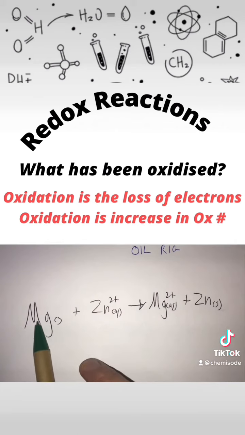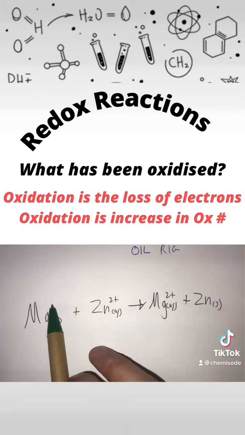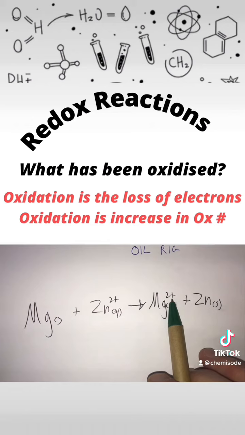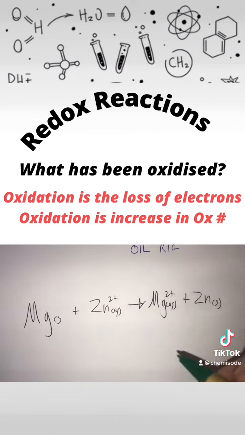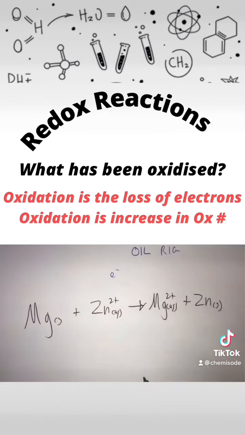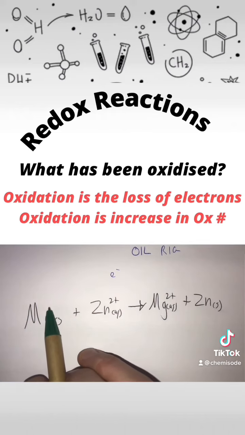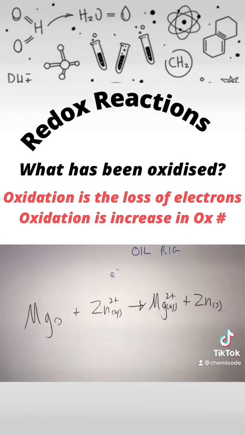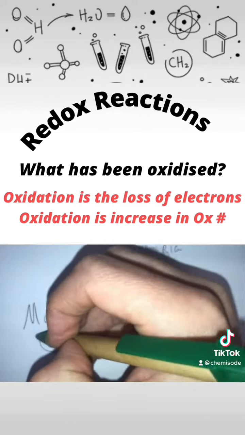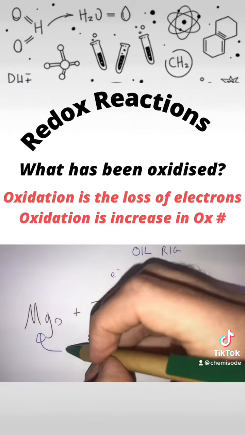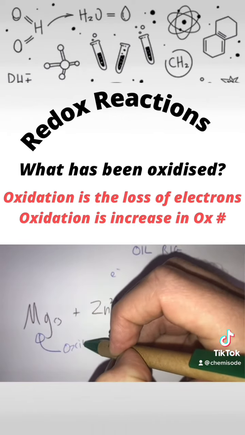If we've got a charge over here of magnesium, which is 0, and then it's becoming positive 2, what that means is it must have lost electrons because electrons are negative. So therefore, because our magnesium is increasing in charge, it has lost electrons. So therefore, magnesium here is being oxidized.